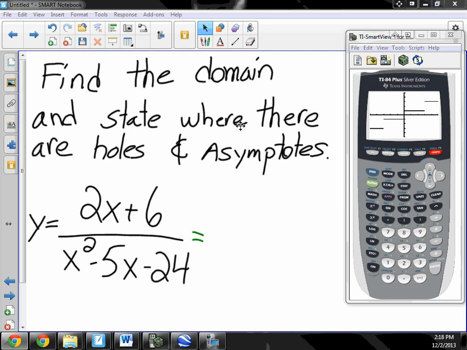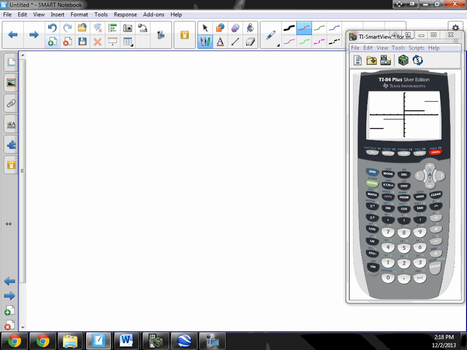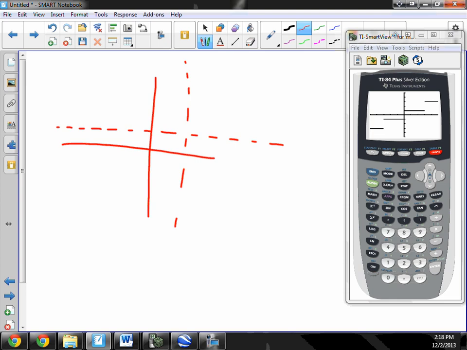Last time we met, we talked about holes and vertical asymptotes. So let me remind you what those are. If I have a graph that approaches a line but never touches, that's called an asymptote. Now, there are such things as horizontal asymptotes. There are also vertical asymptotes.